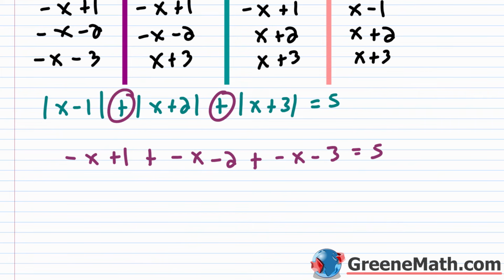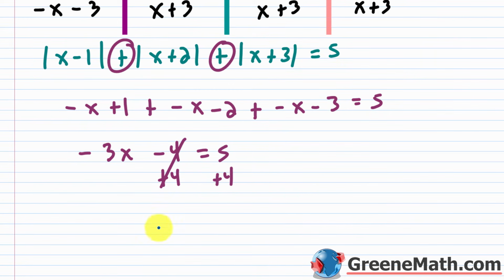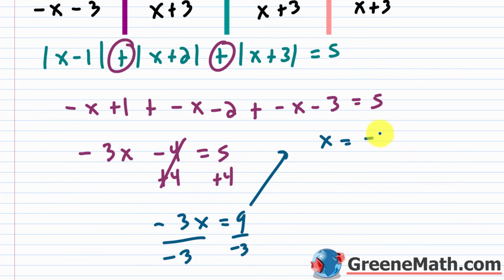Let's just collect terms really quickly. -x minus x minus x is -3x. And then 1 minus 2 is -1, and then minus 3 is -4. And this equals 5. Let's add 4 to both sides. We'll cancel this, and we'll say that -3x is equal to 9. Divide both sides by -3. And this is going to give me that x is equal to -3.